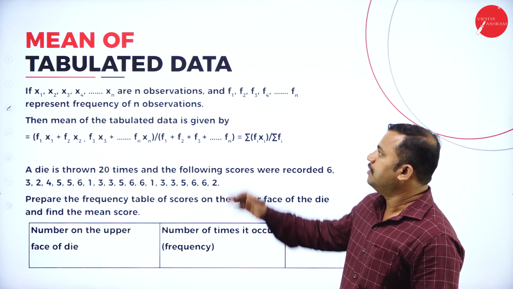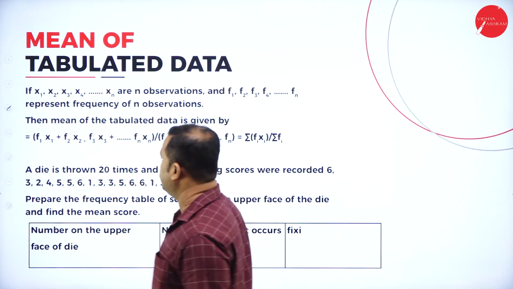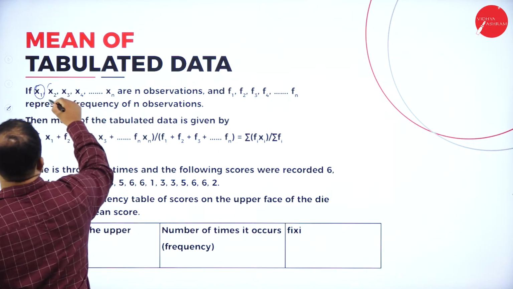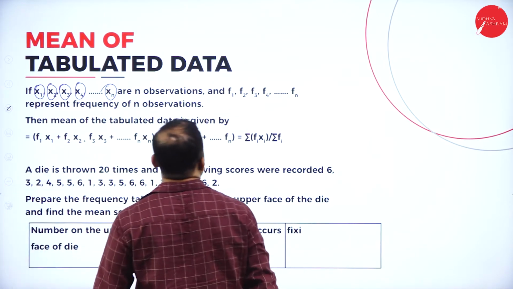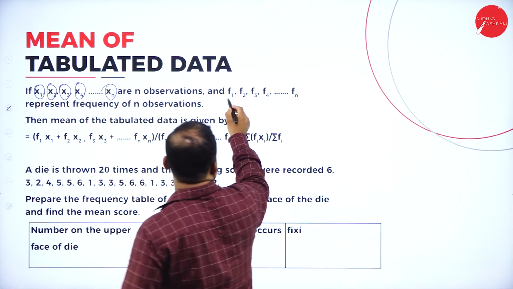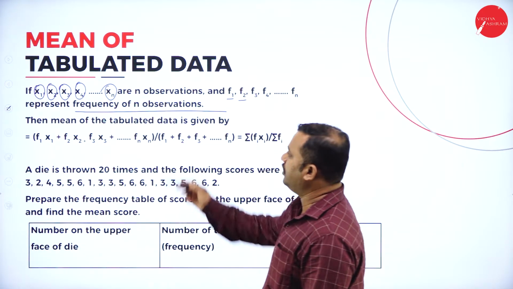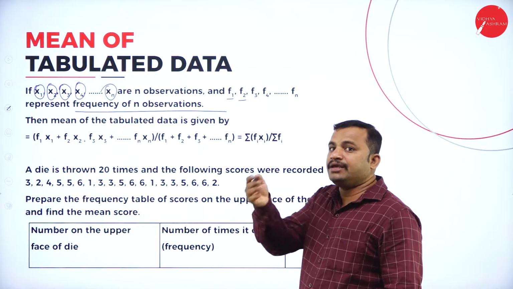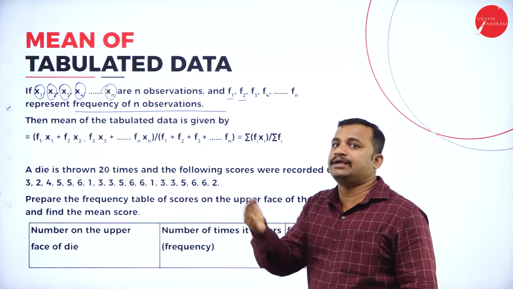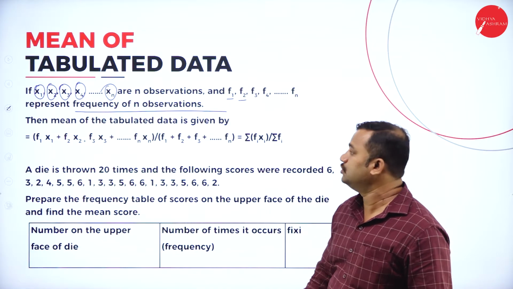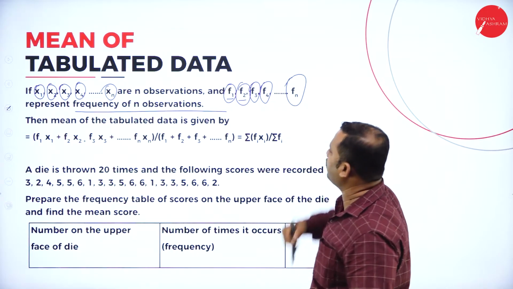Then, mean of tabulated data. Let me consider one of the important aspects here. That is, x1, x2, x3 are the individual observations which we have found here, and f1, f2, f3 are the frequencies of the n observations, where x1 is appearing how many times, what is the frequency of that? x2 is appearing how many times, what is the frequency of x2? That is called f1, f2, f3, f4, and so on up to fn.